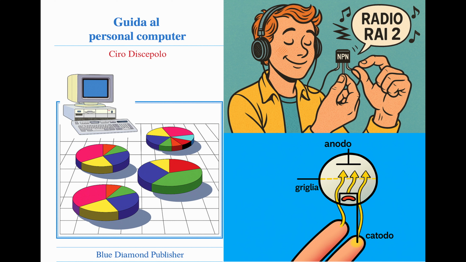A few notes on how a computer works. From the book Guida al Personal Computer by Ciro Discepolo, Blue Diamond Publisher, 1994, 128 pages, created in collaboration with the engineer Enzo Di Sarno, my dear friend and guiding star for many of my fellow citizens, and not only, in those exciting years of the birth of the personal computer.